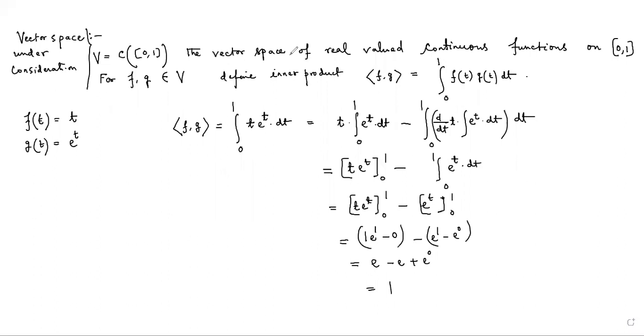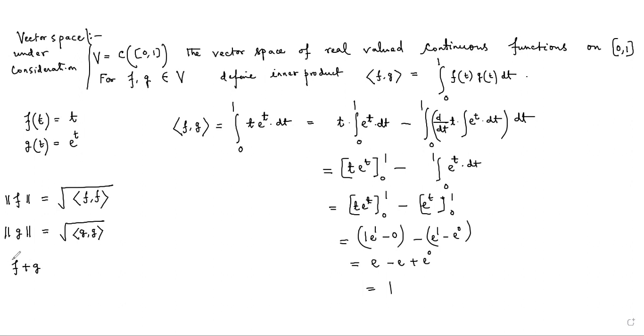This is how I'm showing one part of the calculation, that is, how to calculate the inner product between the two vectors f and g. Similarly, I'm not going to do the rest; you can do it yourself right now or sometime later. You can find the norm of f by simply taking the square root of the inner product f comma f. You can also calculate the norm of g by taking the square root of the inner product g comma g.